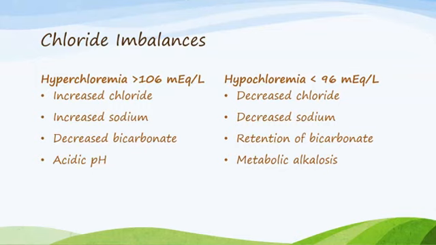So let's look at hyperchloremia first, so an elevated chloride level. Oftentimes, we're going to see an increased chloride level accompanied by an increase in sodium, so your patient may also have hypernatremia. And usually because of the exchange of the chloride and bicarb, going in opposite directions, you'll see that your patient has decreased bicarbonate. Now, bicarbonate is a buffer, so you can think about it as a base. If I'm losing base, that means my blood pH is going to become more acidic.